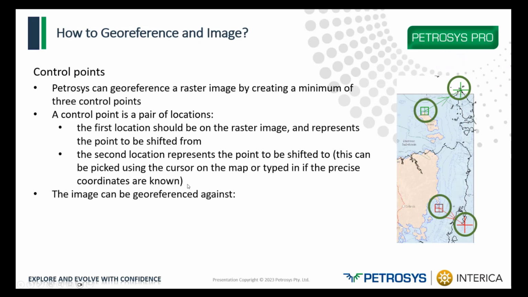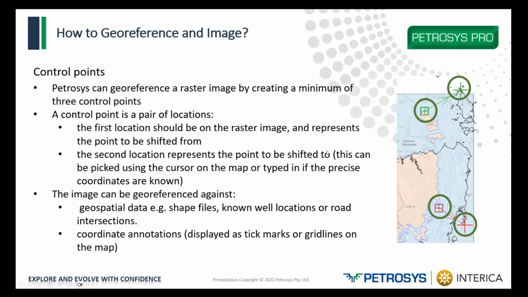So the images can be georeferenced against the geospatial file, such as a shapefile. Here we have the shapefile displayed of the coastline of Tasmania, and we're tying that image to that coastline. Or alternatively, we can tie it to grid lines on the map. So here we have on the map, we've got grid lines along the side, tick marks, so we can read those tick marks off, identify the corners of that map, and then tie it to those corners.